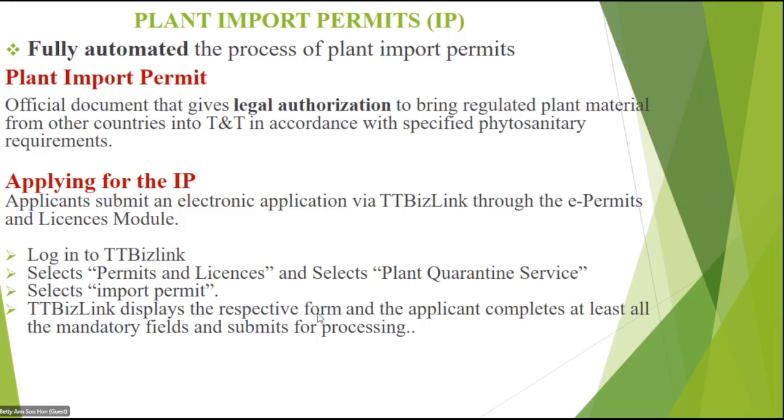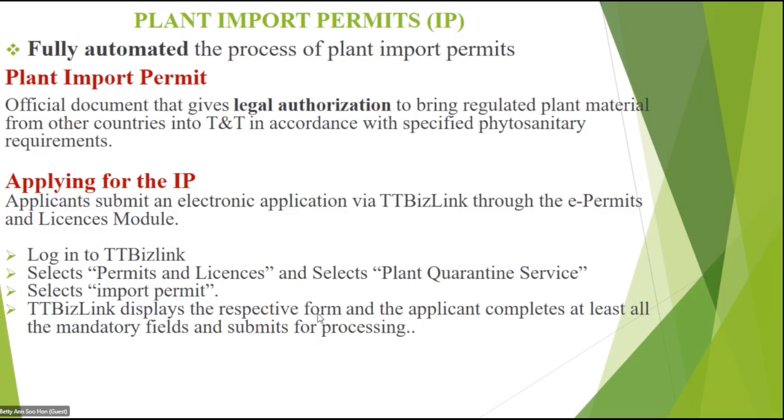Applying for the permit. Applicants submit an electronic application via the TT-BIS link through the e-permit and licensing module. Now, before you can access the e-permit and licensing module, you need to register with TT Connect and TT-BIS link. And this is a one-time registration process. Once you have done that, you can now log in to TT-BIS link, select e-permits and licenses, and select plant quarantine services, and then you select the service that you want, which is the import permit. TT-BIS link will then display the respective form, and the applicant will complete at least all the mandatory fields and then submit it for processing.